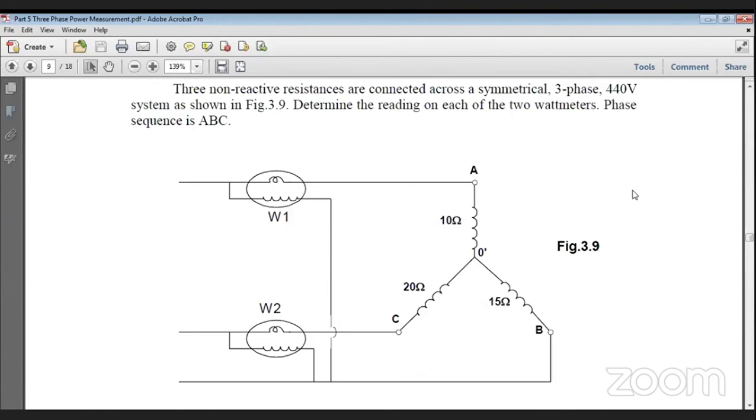XL is 2 pi FL and F depends on frequency. So your XL will vary with speed. That's how the induction motor impedance varies with speed. That will all be explained later on when you learn electrical machines. Okay, so that's why it varies with speed.